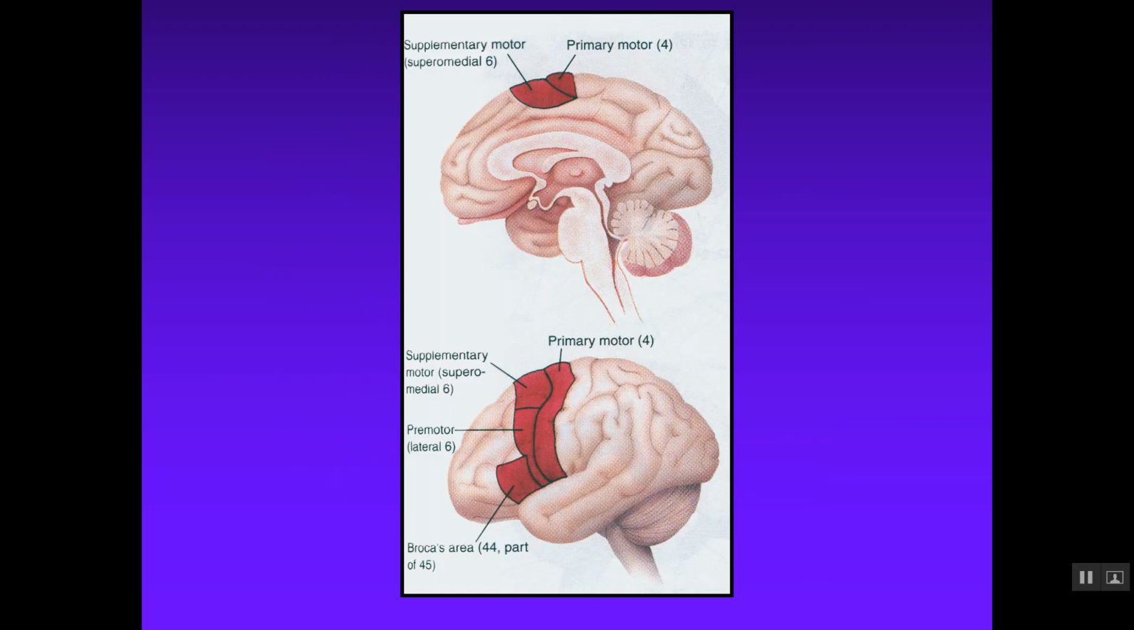We already showed you those regions, but we'll show them again. Primary motor, area number 4. The whole region just in front of the primary motor is area number 6, which is subdivided into two named areas. One is the supplementary motor area, I think called supplementary because it's superior up here. It's in front, but it's superior. And then the premotor area, it's in front, it's pre, but it's below the supplementary motor area. That's the premotor area.